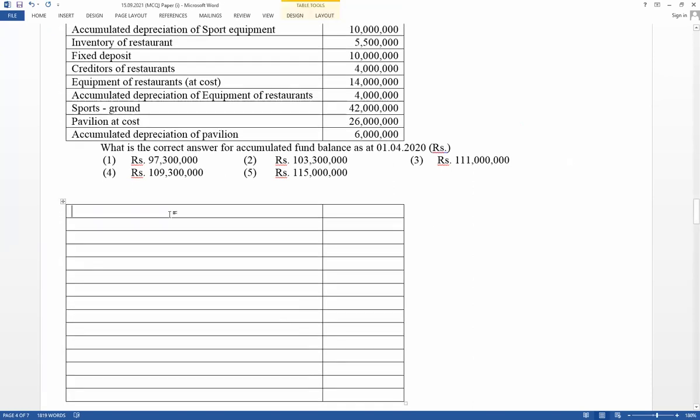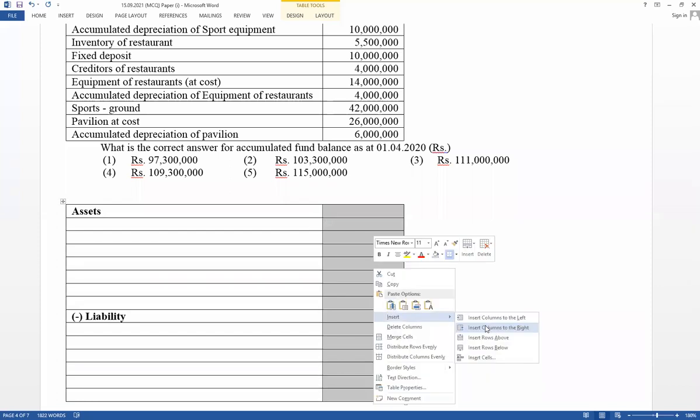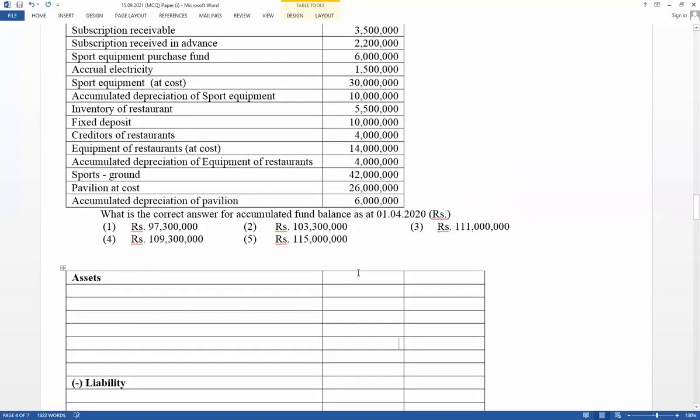Assets minus liability, take assets from the beginning, and minus liability. It is equal to equity, but equity in this lesson is the accumulated fund. Take assets. This is the accounting equation. Take the assets value.